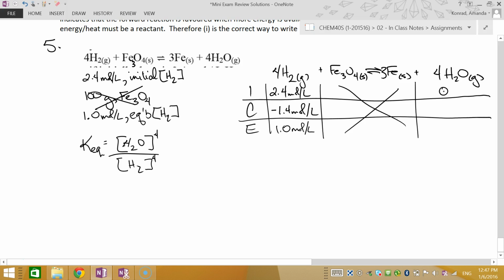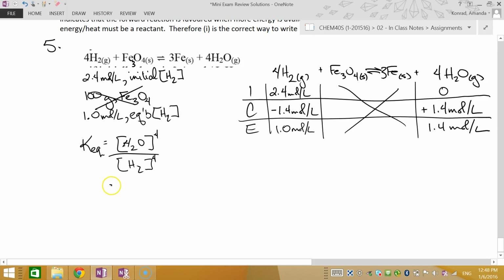Initially, our products should have 0 concentration. They should not be present. The change should be proportional, so the coefficients on these match, 4 to 4, so the change should actually be the same, but products are going to increase, so plus 1.4 moles per liter, which gives us an equilibrium concentration of 1.4 moles per liter.